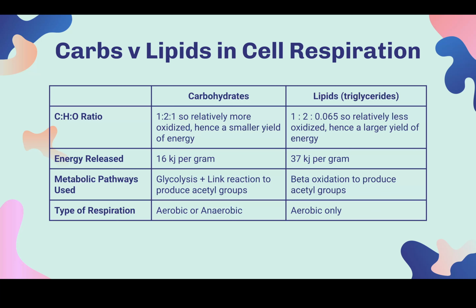You don't need to know more closely, you just need to know that beta oxidation is a thing that is different to glycolysis and link reaction, and it only occurs in lipids, because lipids don't go through glycolysis or link reaction.